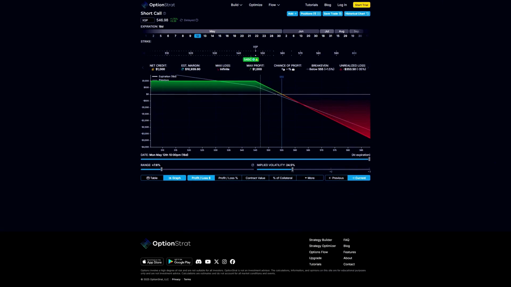Let me switch to OptionStrat to demonstrate it to you. I have opened a short call at strike price 545 for, let's say, $10. Some time has passed, or the market made a quick sharp movement to the downside, which means theta is nicely decaying from the short option and it's in profit.